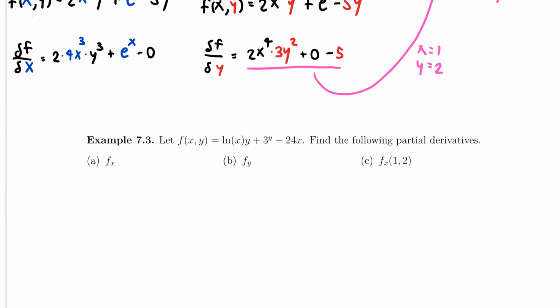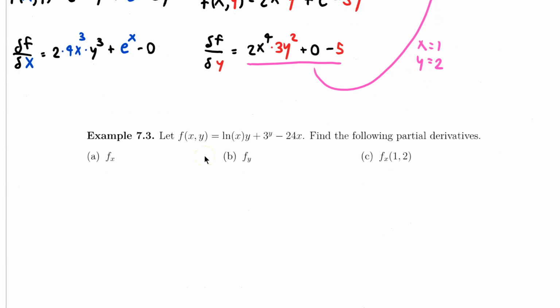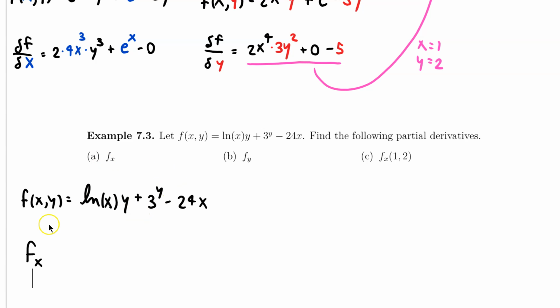Now let's take a look at the second one. My function now is f of x, y, which is log of x times y plus e plus 3 to the y minus 24x. And I'd like to find the derivative of f with respect to x. Once again, I'm going to use this subscript to mean that I would like to take the derivative with respect to x. So my x is a variable and my y is a constant. So wherever there is x, I'm going to look at it as a variable now.